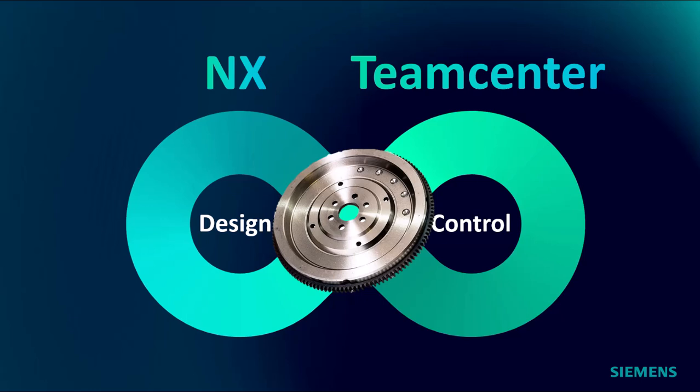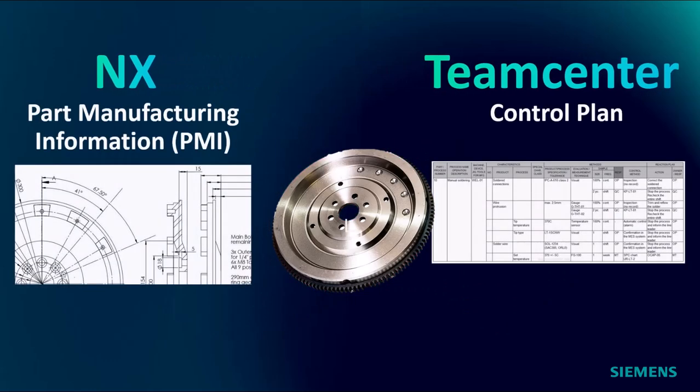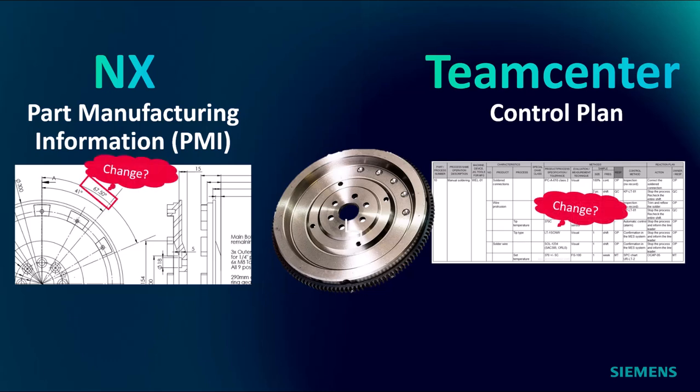Let's look at an engine flywheel designed in NX, which includes associated part manufacturing information, or PMI. This PMI data flows seamlessly into Teamcenter, enabling characteristics to be created and managed for a control plan. Typically, managing these dimensional changes in a disconnected environment is time-consuming and error-prone. Within NX and Teamcenter, this integration allows the process to be dramatically streamlined.